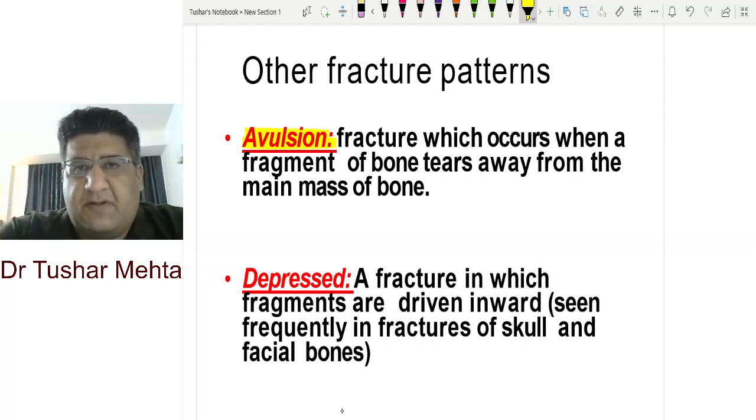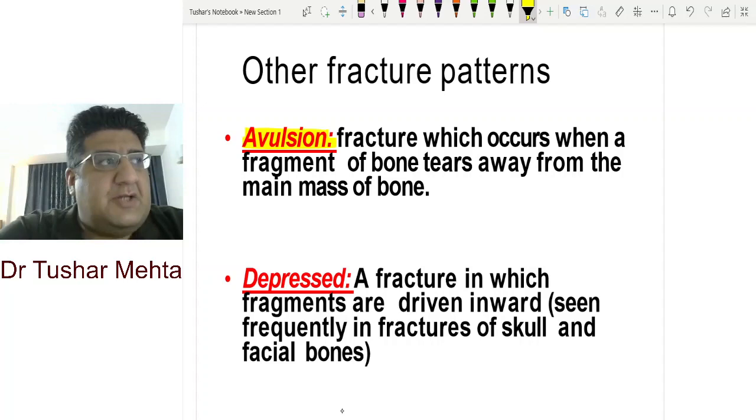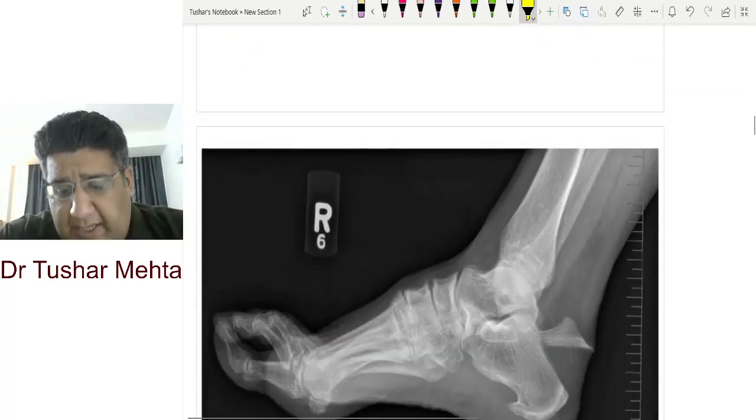The fracture is somewhere else, and the muscular contraction is somewhere else. That is what is called an avulsion fracture. Don't worry, I'll show you an example. You want to see the example first? I can show you the example first.